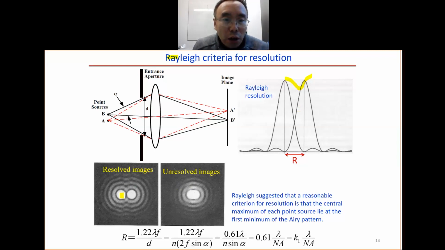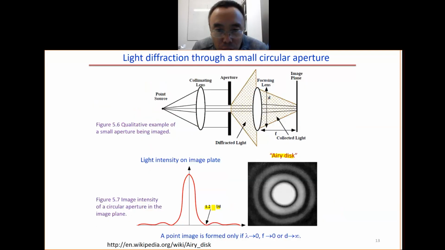Here, the separation, the distance between the two central parts, is bigger than this R, so it's well resolved. But when the distance between the two spots is smaller than this R, it is not resolved. When they are equal to R, we say it is just resolved. So the resolution, the separation between the two spots, is given by 1.22 lambda f over d. You can see it here.